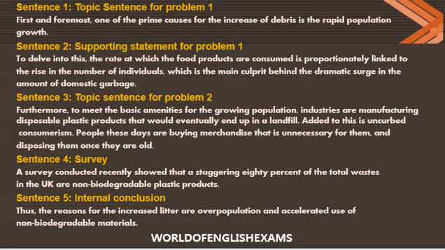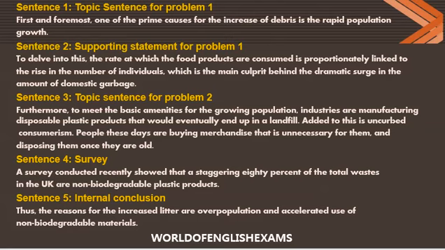Now for the reader to understand this better, I should give a supporting statement for that. So how to start it? To delve into this, to research further into this, the rate at which food products are consumed is proportionately linked to the rise in the number of individuals. So the more individuals, the more food products are consumed and the higher the rate of pollution and debris. Which is the main culprit behind the dramatic surge? Surge is a synonym for increase. Surge in the amount of domestic garbage. So high amounts of domestic garbage are released just because of overpopulation. This is how I must support the point that I have mentioned.